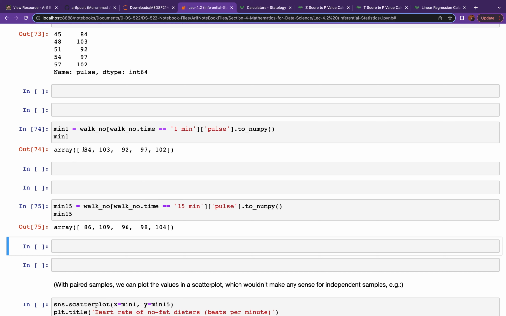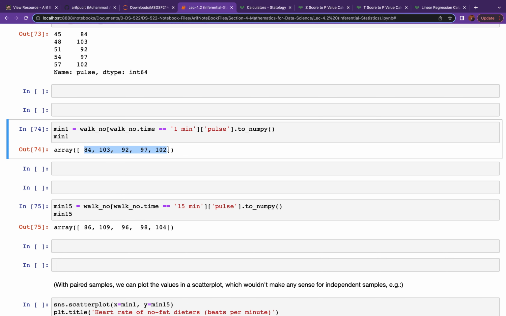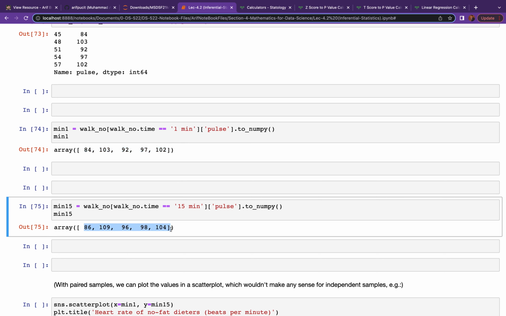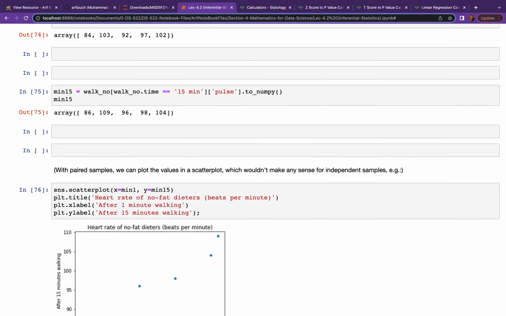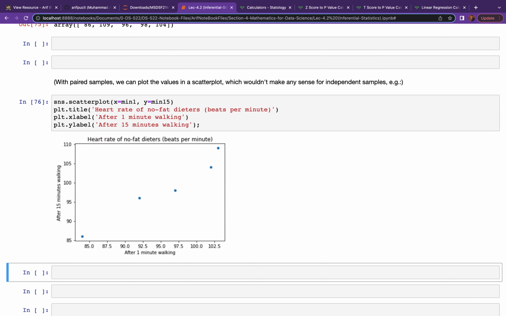So we have this data, which is the pulse rate after 1 minute of activity, and this is the pulse rate after 15 minutes of the activity. Let me now draw a scatter plot between these two values, and this is the scatter plot. Great. You can see along the x-axis we have the pulse rate after 1 minute of walking, while along the y-axis we have the pulse rate after 15 minutes of walking. And these 5 dots are the 5 persons.